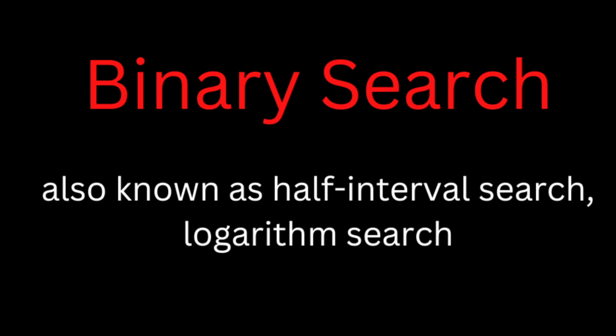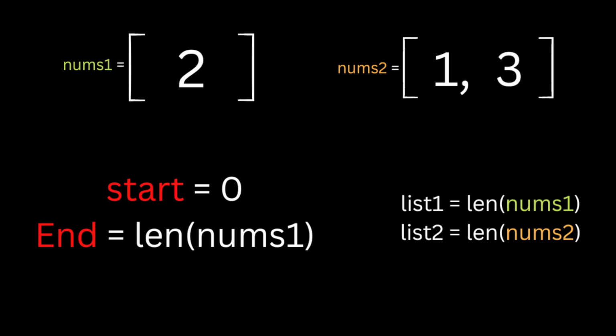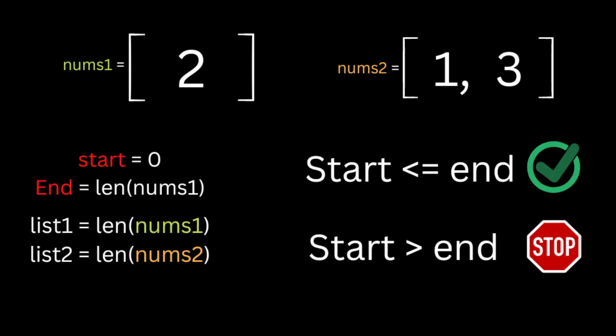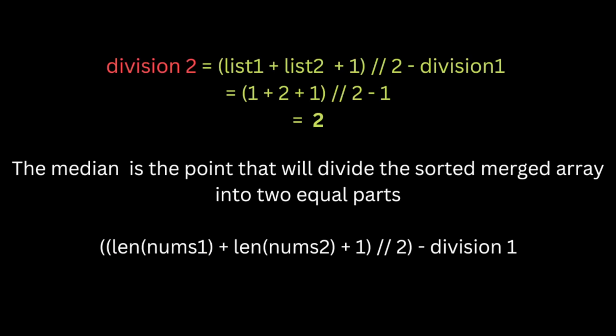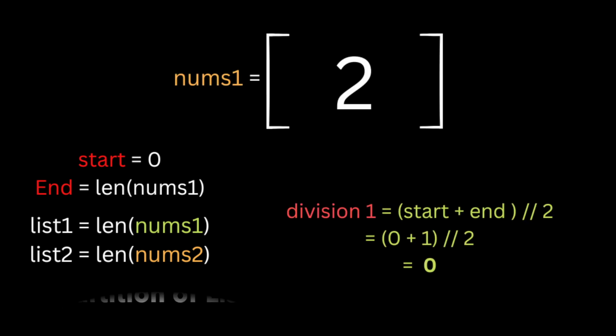Binary search is also known as a half-interval search or logarithmic search. So our algorithm is going to be, first, the size of list 1 should be less than list 2. If the condition is not true, list 1 and list 2 should be switched. And we need two variables, start and end, to track the start and finish of our list, meaning the smaller list. The median is the point that will divide the sorted merged arrays into two equal parts. So the actual median point in the merged arrays will be (m+n+1)/2. We'll run a loop while start is less than or equal to end, and we will have two variables that determine the division on both lists.